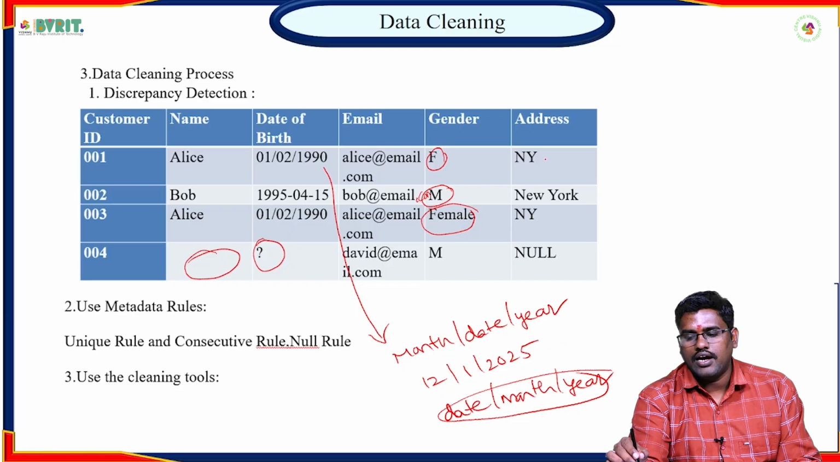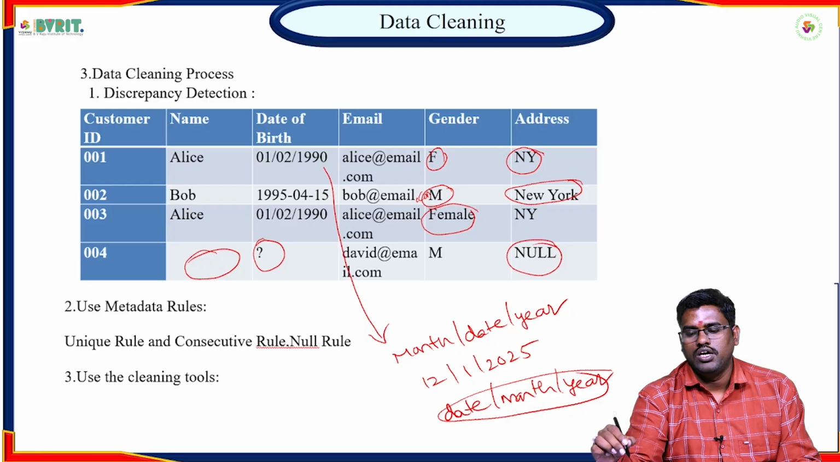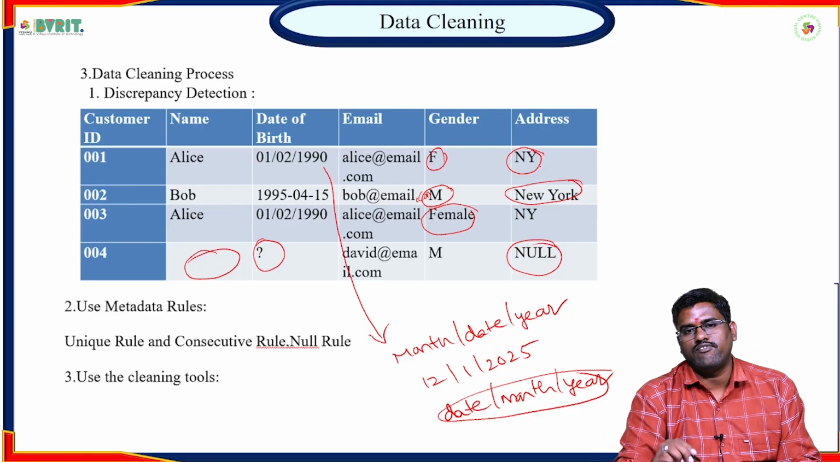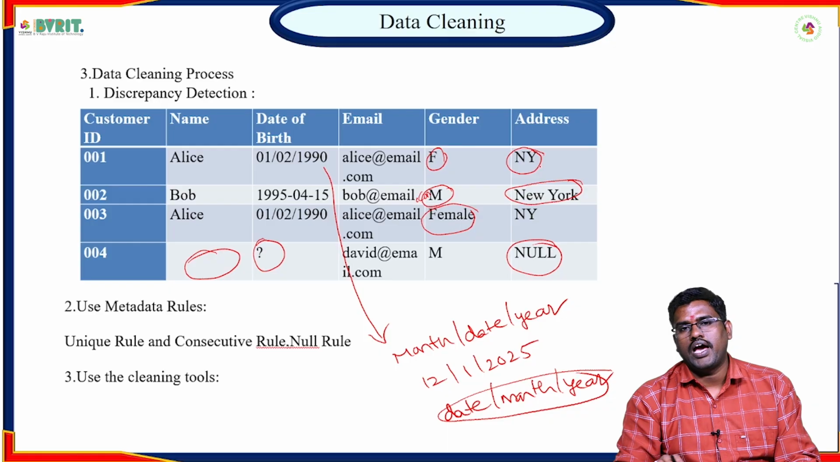Here also the address is given as NY. Here they are given New York, and a null value is given. So maybe we have to replace with New York, or maybe replace with NY. Any one unique manner we need to use to replace the values in this. That is about discrepancy detection.